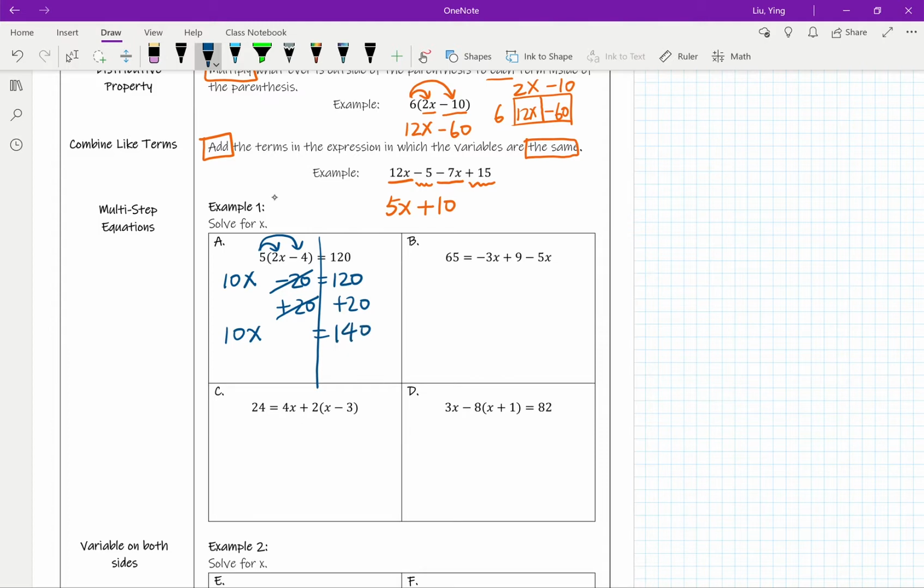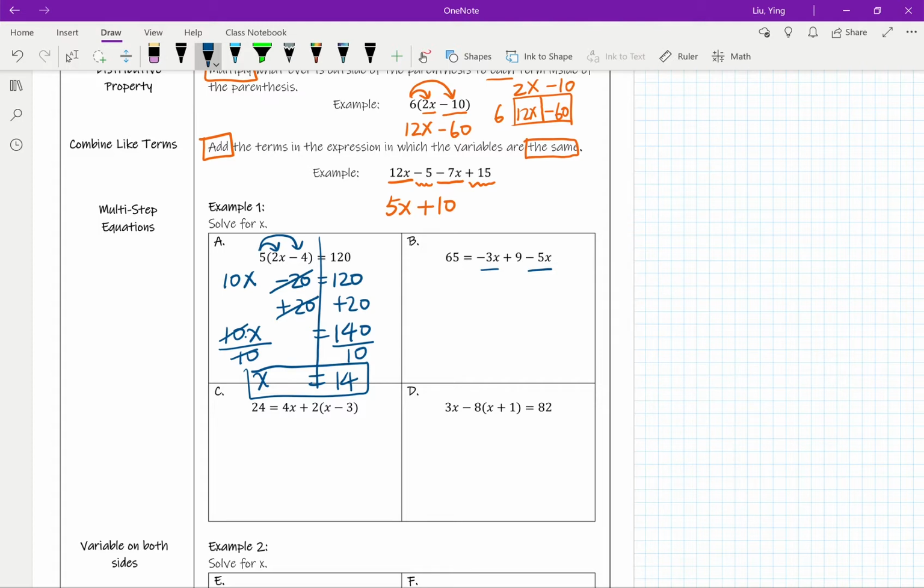Then we will undo this times 10 because 10x means 10 times x. To undo a multiplication, we will divide. So divide by 10 on both sides. On the left-hand side, what's left is just 1x because when they undo each other, it's 1. So we'll have x left. And then right-hand side would be 14. And that's the answer.